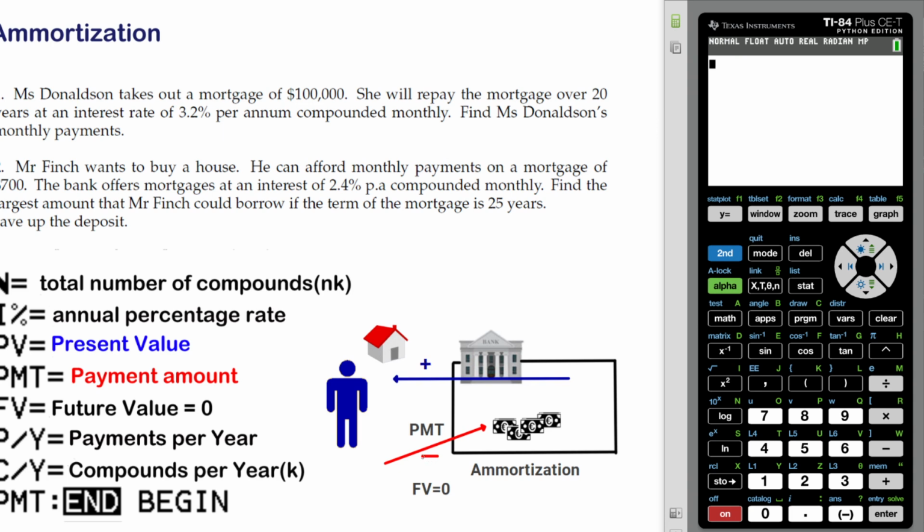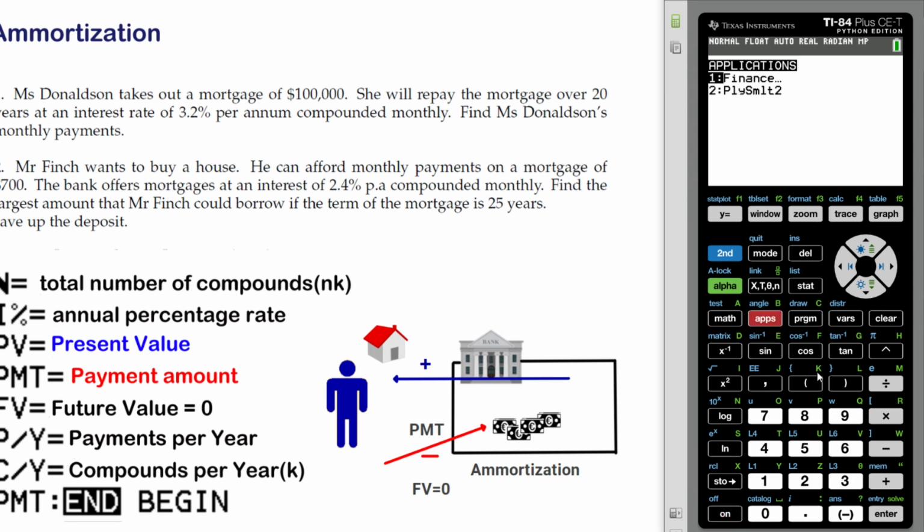Then you're going to make payments to pay off the mortgage. I'm going to enter this as a negative because this is money that you give out from you to the bank. And eventually the debt will be paid off. So future value will be 0. So let's have a look at question 1.